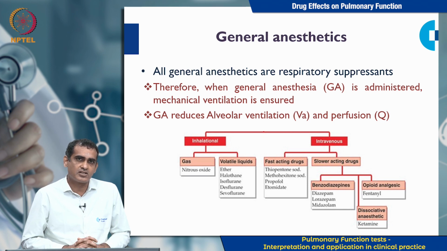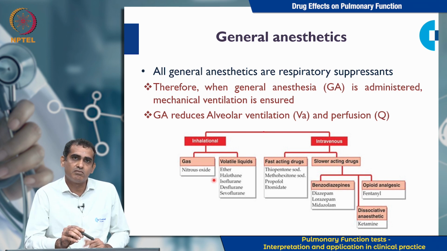All these general anesthetics are suppressants to the brain, cerebrum, cerebral cortex, cerebellum, respiratory center, vasomotor center. All the vital centers are suppressed by general anesthetic drugs. We have a lot of drugs. If you see, nitrous oxide, we have been using it for a long time.